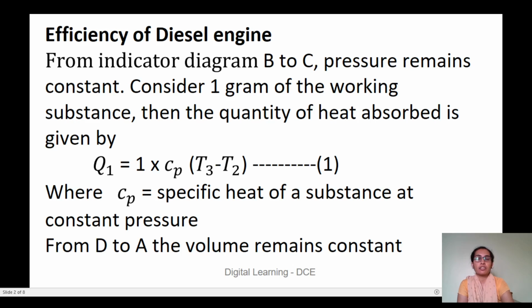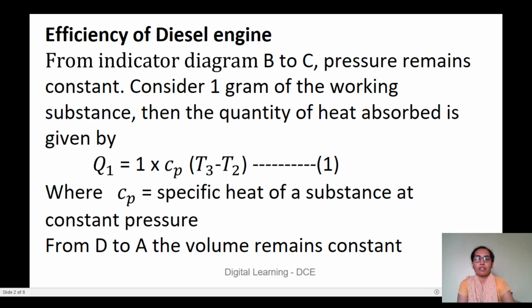Now let us consider 1 gram of the working substance. Then the quantity of heat absorbed is given by Q1 equals 1 into Cp into (T3 minus T2). Call that equation 1, where Cp represents specific heat of a substance at constant pressure.